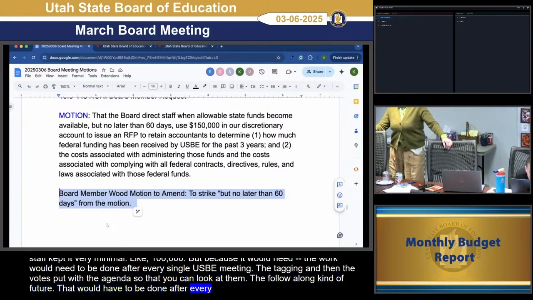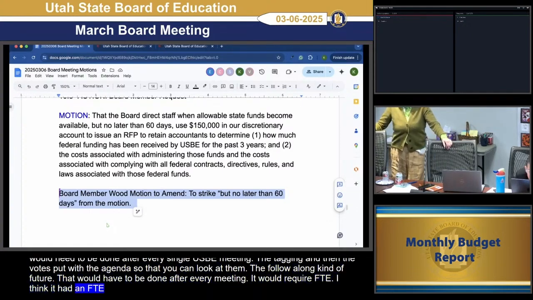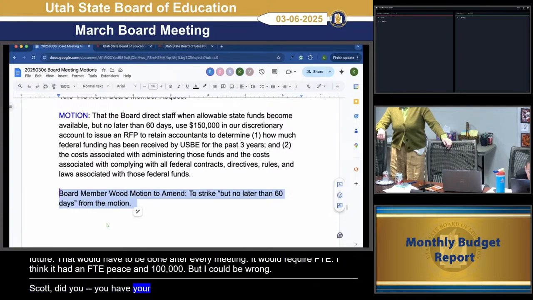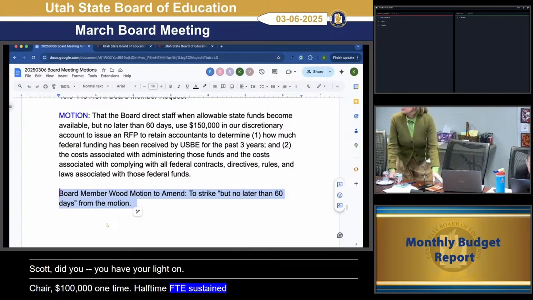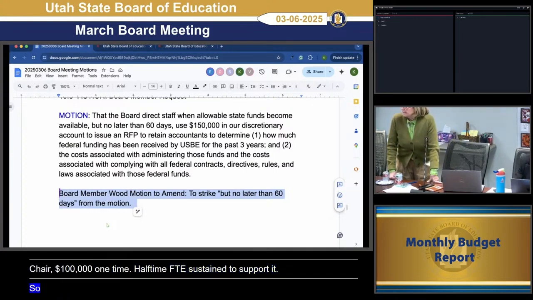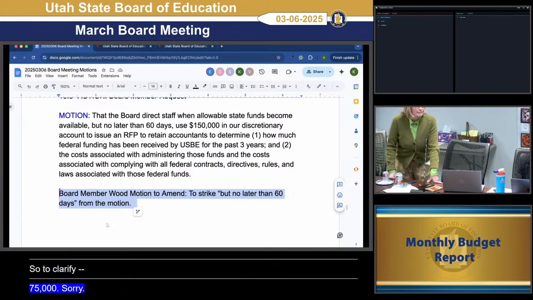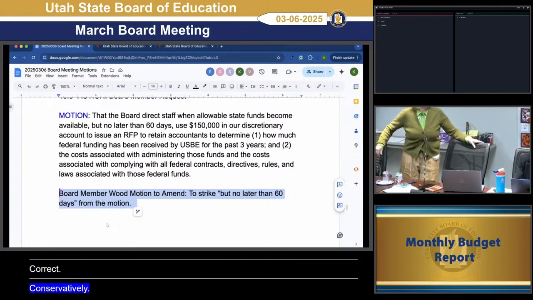That's right. Scott, did you have your light on? Yes, Chair, $100,000 one time, half-time FTE sustained to support it. So to clarify, 75,000 for the half-time FTE. Sorry, Chair, so to clarify then, the 100,000 plus the 75, is that right? Correct. So 175, conservatively, 100,000 one time, and then 0.5 FTE ongoing. Thank you. That's helpful.